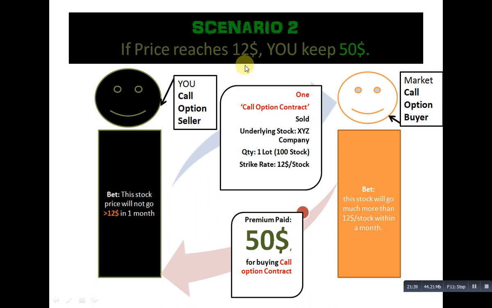Scenario 2, the price reaches $12. Now, it is not more than $12, it is not less than $12. We are saying it is exactly $12. Ideally, what will happen is this person can buy the stock from the open market, or they can call upon you to sell the stock at $12. But in an ideal world, this person will not call upon you because they can just buy it from the open market, and you will end up keeping this $50, right?